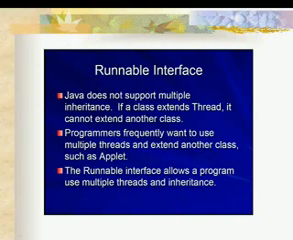The second method of creating a Java thread is implementing the Runnable interface. First, what is the Runnable interface? Java does not support multiple inheritance. If a class extends Thread, it cannot extend another class. Programmers frequently want to use multiple threads and extend other classes, such as applets. The Runnable interface allows a programmer to use multiple threads and inheritance.